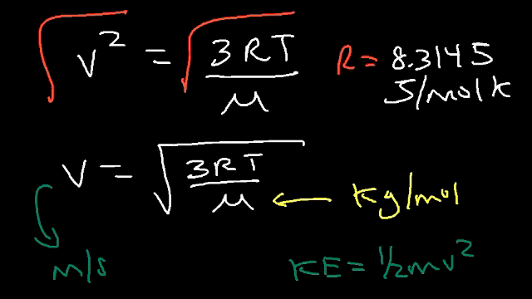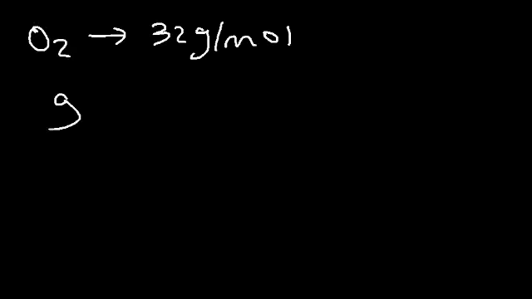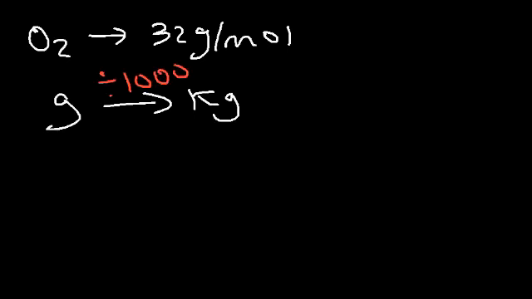Let's say if we have the oxygen gas molecule. What's the molar mass of O2 in kilograms per mole? So oxygen has an atomic mass of 16. So 16 times 2 is 32. But that's 32 grams per mole. Whenever you need to go from grams to kilograms, you can simply divide by 1,000. And if you need to go to grams from kilograms, multiply by 1,000.